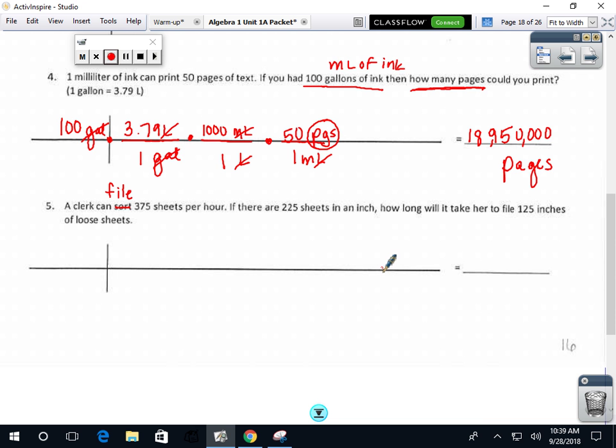Okay, well, what do we start with? What is the question asking us? Right. How long will it take her to file 125 inches? So that's what we start our conversion chain with. Now, this is why knowing how to do the conversion chain is so helpful, because now whatever is on top goes on bottom. And what do they tell us about inches in the problem?